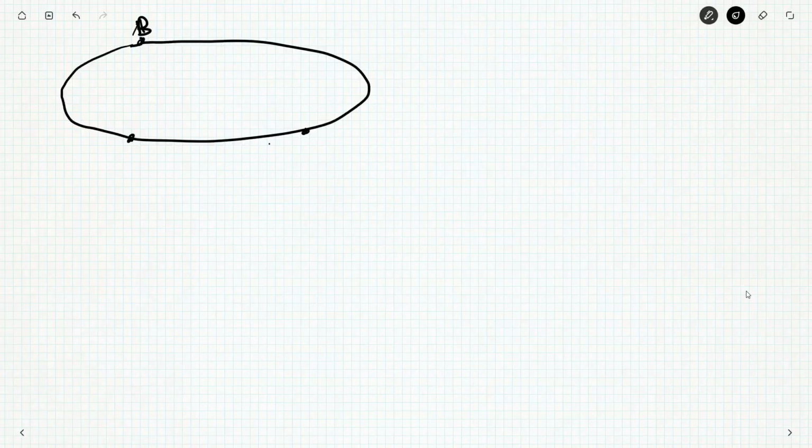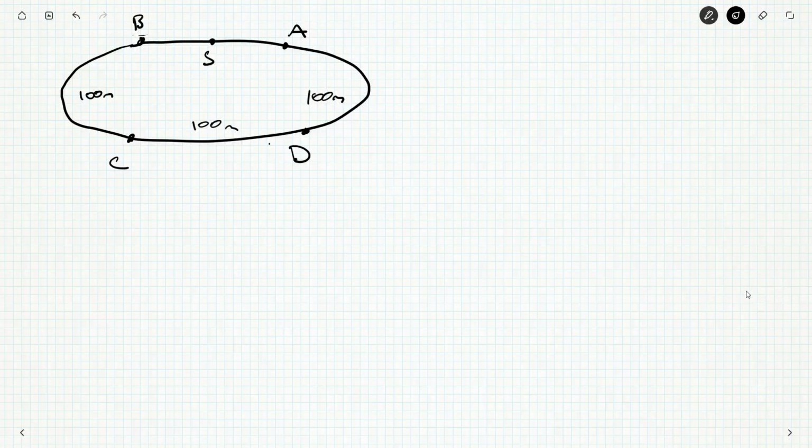No, this is B, A, C, D. Okay, so it's 100 in between each of them, because we've got 4 segments, and each segment we are told has the same distance. And then there's the start, which I'm going to abbreviate with S. He's halfway between these guys, so that's 50 meters.